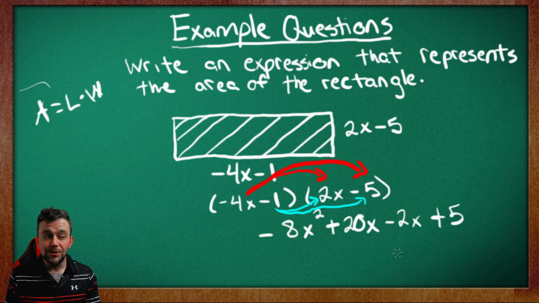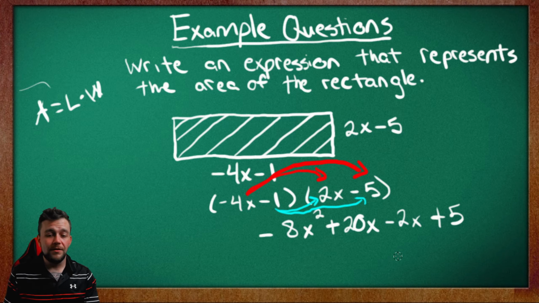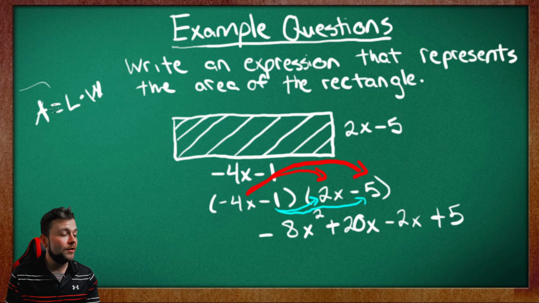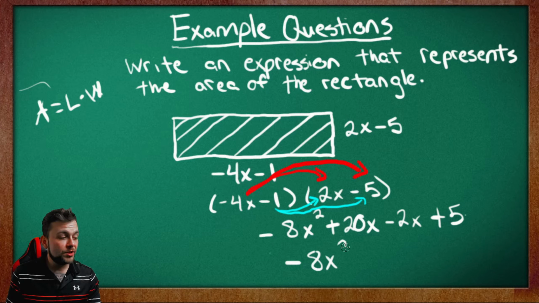And we're almost done. We've almost written an expression that gives us the area of the rectangle. So we have negative 8x squared plus 20x minus 2x plus 5. We go ahead and simplify. We combine our like terms, and we are left with negative 8x squared, 20x minus 2x, that is a positive 18x plus 5.